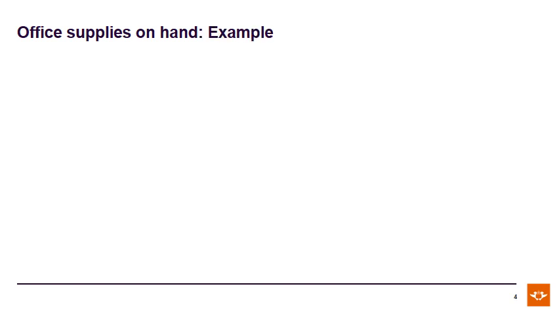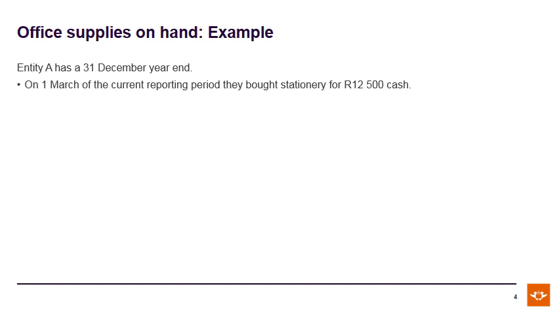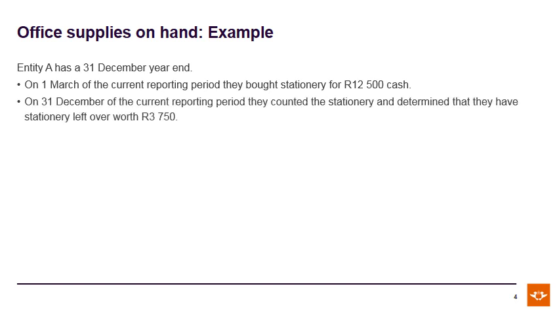Let's have a look at the following example. Entity A has a 31st December year end. On the 1st of March of the current reporting period, they bought stationery for 12,500 cash. And on 31st December of the same reporting period, they counted the stationery and determined that they have stationery left worth 3,750. The journal entries will look as follows.